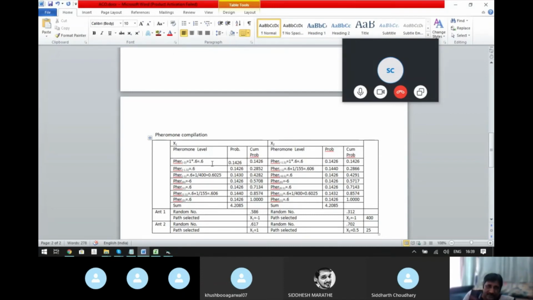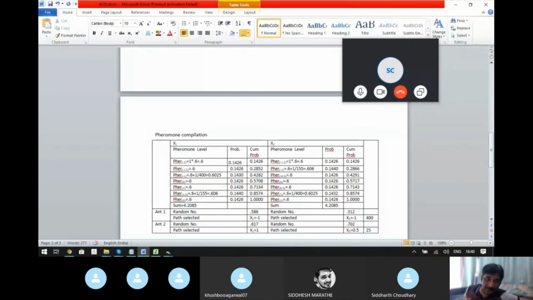So what is done for that? The sum of all these pheromones, that is 0.6 plus 0.6 plus 0.6025 plus 0.6 plus 0.6 plus 0.606 plus 0.6, is coming out to be 4.2085. So this is the sum.